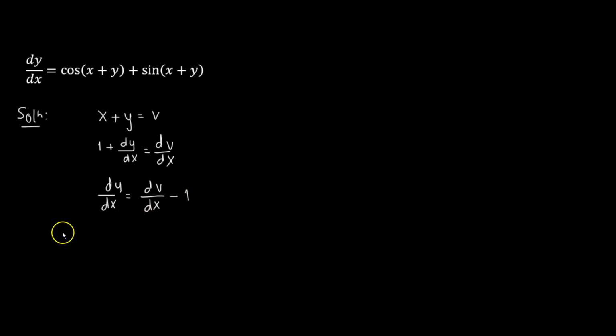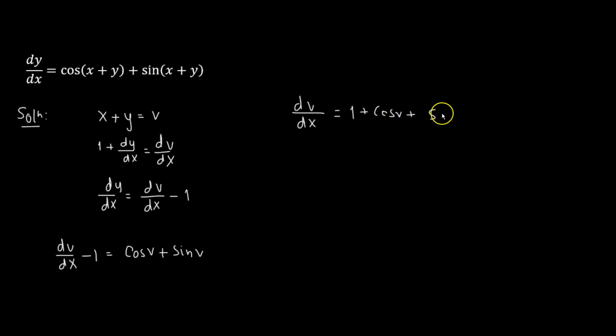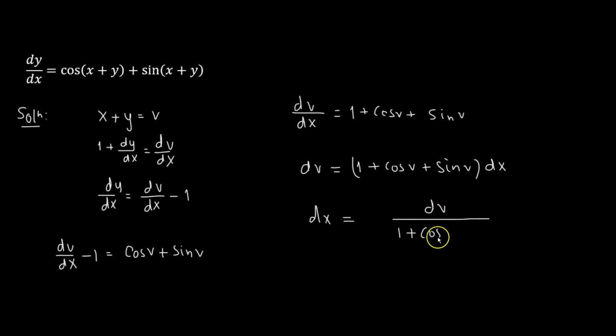Now our differential equation becomes, so we have dy over dx on the left hand side, which will be replaced with dv over dx minus 1. That equals cosine of x plus y, so that will be v plus sine of v. So furthermore, when we simplify this, we have dv over dx equals 1 plus cosine of v plus sine of v. Now we can separate the differential, so we have dv equals 1 plus cosine of v plus sine of v times dx, or simply put, dx is equal to dv over 1 plus cosine of v plus sine of v.